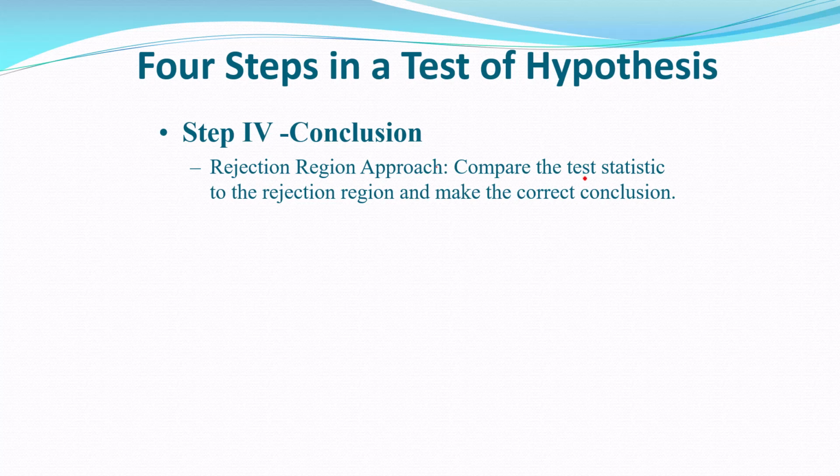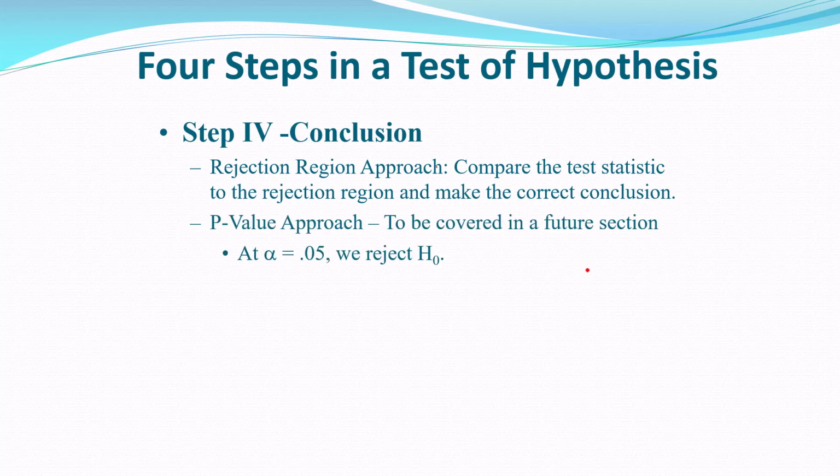Now, there is another approach. It's called the p-value approach. And when I talk about p-values in a future section, I'll also mention how we make conclusions. And again, the p-value is really easy. For rejection regions, we compare 2 numbers, the test statistic to the rejection region. For the p-value approach, we're going to compare 2 numbers there as well. But I'll get to that in a future section. Now, when we compare those 2 numbers, that's one of the conclusions we can make.